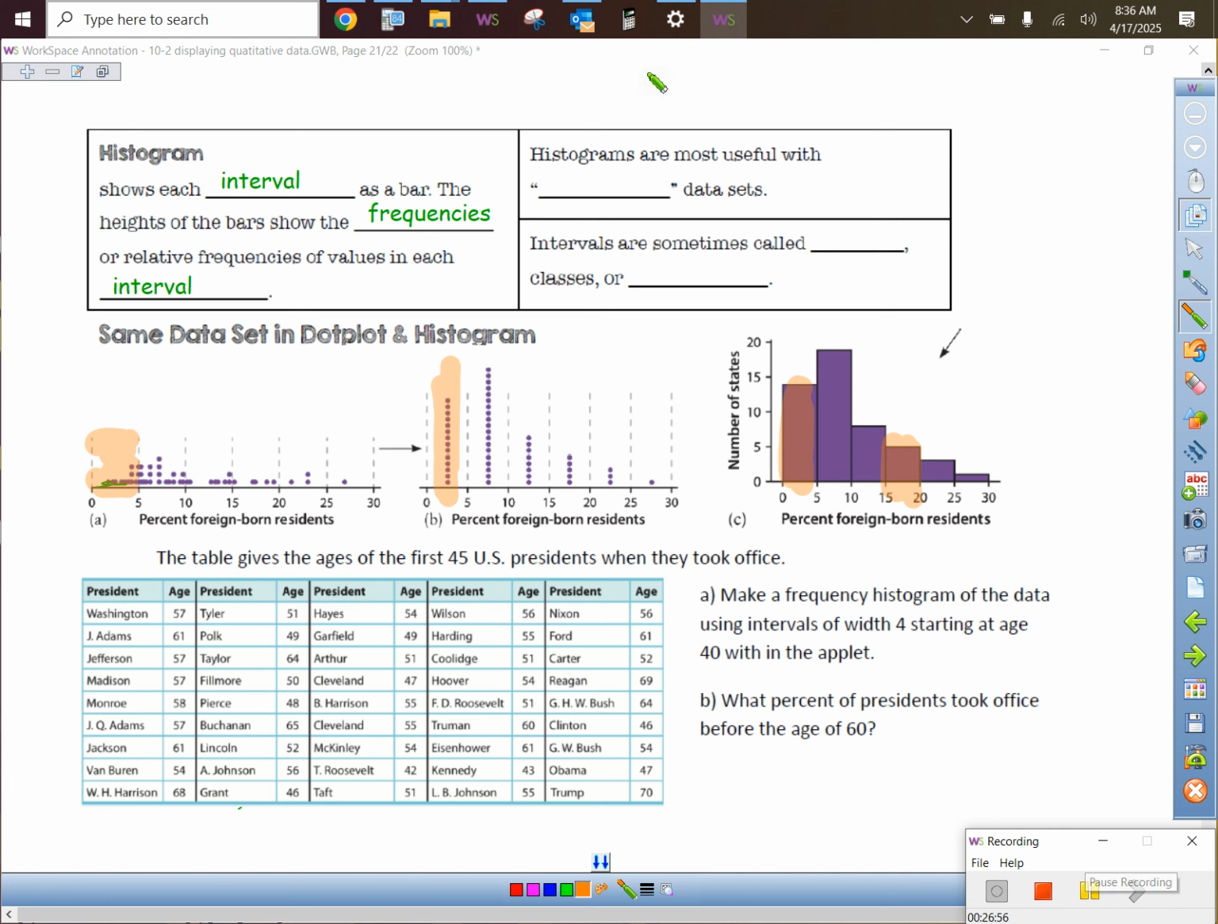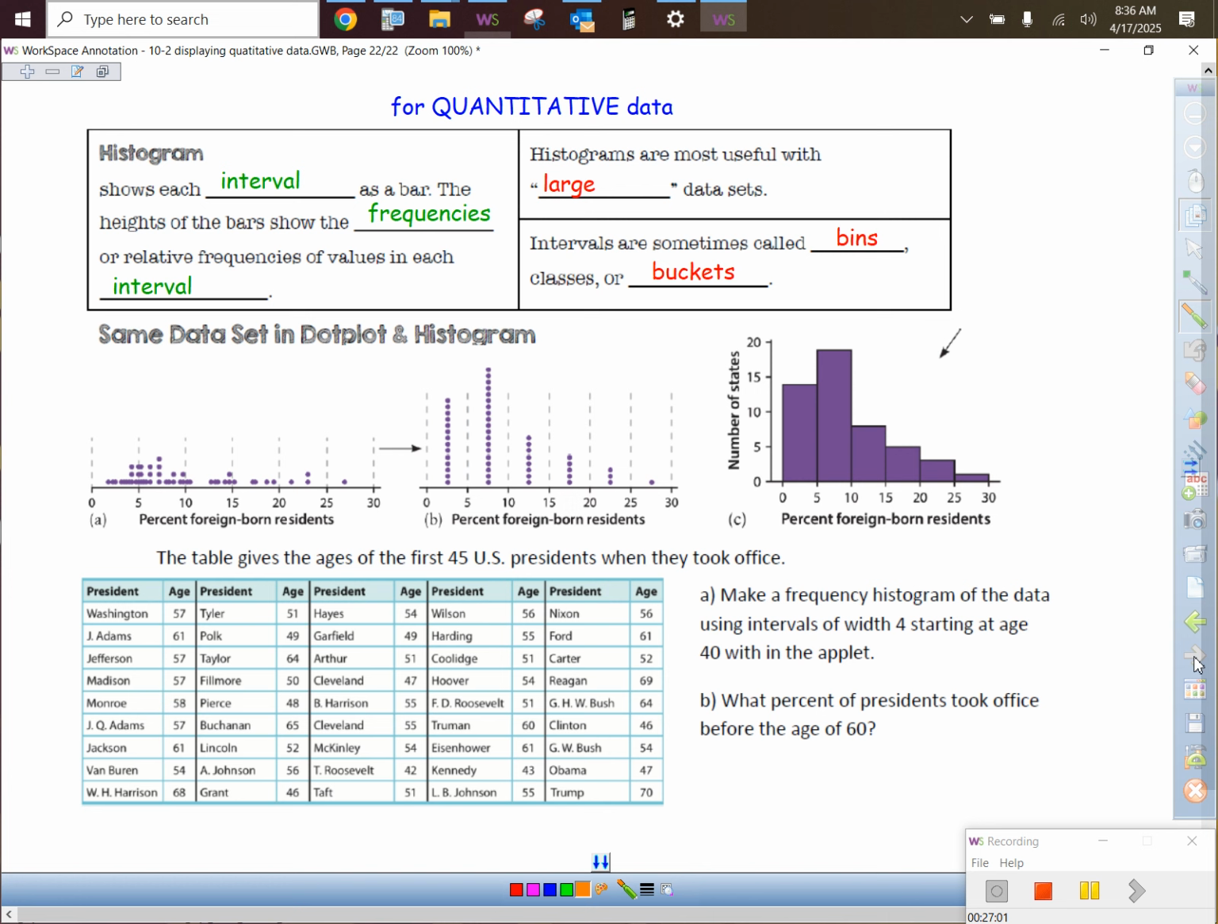Slideshow. So what are histograms most useful with? Large data sets. And the intervals are sometimes called bins or buckets. But put this at the top to remind you that histograms are really used for quantitative data.